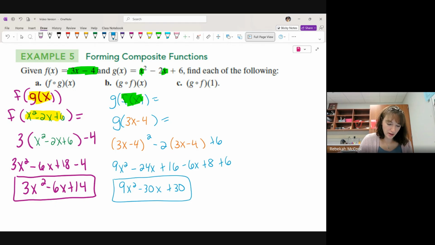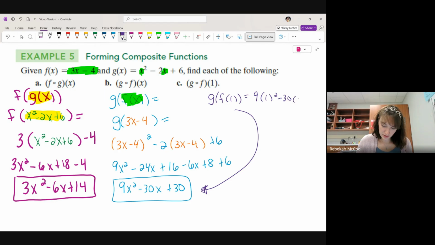So the last part here is, now we're actually going to plug in a number. So this says g of f of 1. So you kind of have your option on how you can do that. You can find f of 1 first, and then plug that number into function g. But I already found g of f of x. So I really can just go ahead and use this function right here and plug it in to this. And then what do we get? So the negative 30 and the plus 30 are going to cancel out. So we should end up with an answer of just 9.